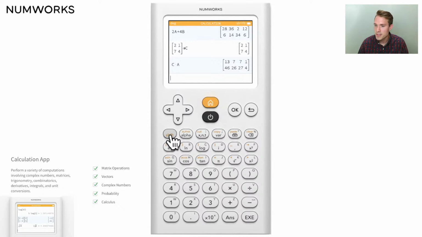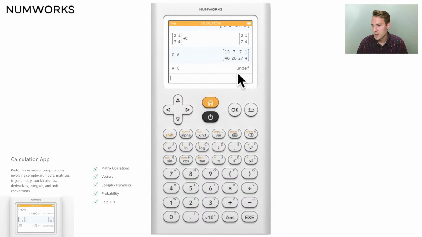If I tried to multiply matrices that don't match dimensions, so that was a 2x2 times a 2x4, that worked. But if I tried to do a 2x4 times a 2x2, that would not work. Those dimensions don't match up, so we get an undefined value there.